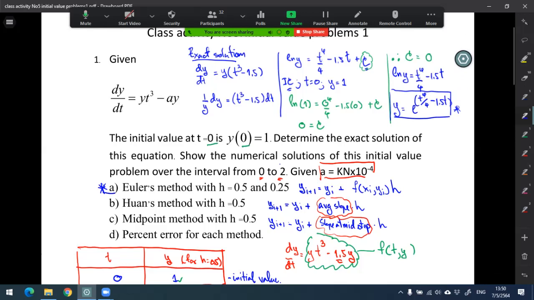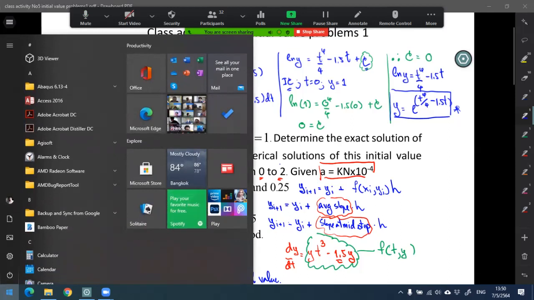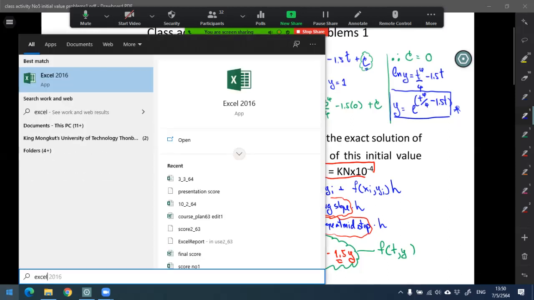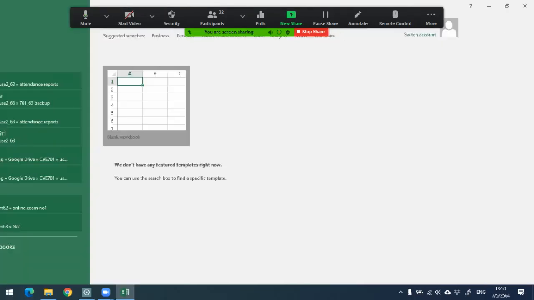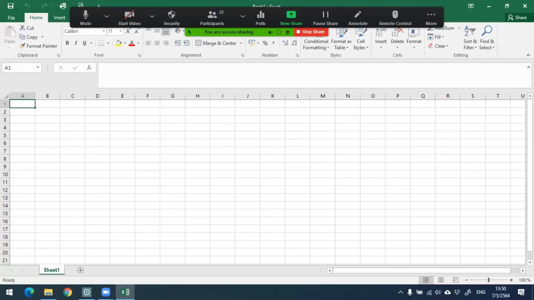And then we already understand the Euler method. So we will create the Excel sheet to show what happens if we use a smaller step size, in different step sizes. For this case, we should develop a table like this: this should be t, and this should be y(t).